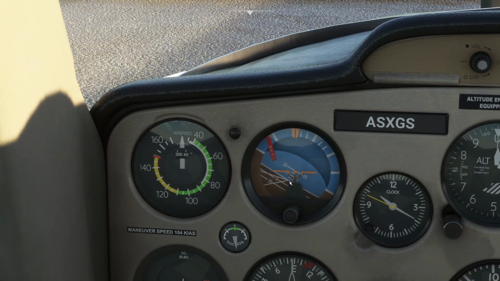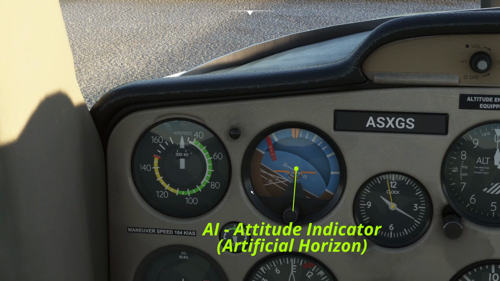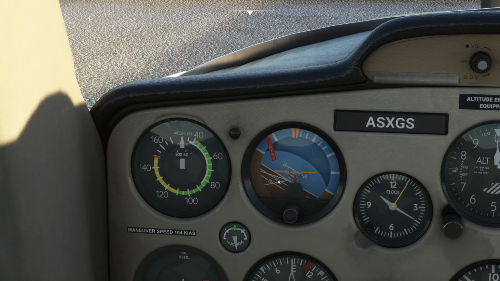So moving on to the artificial horizon, on a very basic level, you have your white line across here, and that indicates the horizon. The blue area is sky, brown area is land. Where you're pointing is if you're going to the sky or going towards the ground sort of thing in terms of pitch.